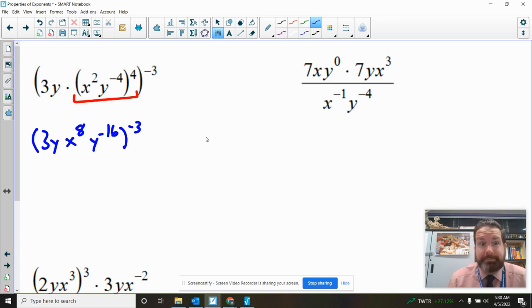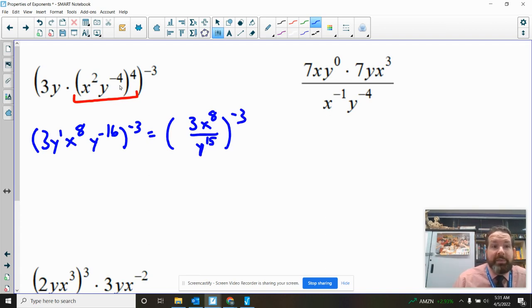Here's my next recommendation. Simplify what's in these parentheses. So what do I have? I've got a 3, and there's no other coefficients inside, so that's just going to stay a 3. I've got an x to the 8th. There's no other x's in the parentheses, that's just going to stay x to the 8th. Now for my y's, though, I've got y, which is y to the 1st, times y to the negative 16th. Add those exponents together since we're multiplying things. 1 plus negative 16 is negative 15. That means I've got a y to the 15th that's going to be in the bottom of things.